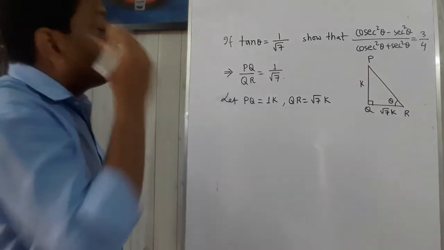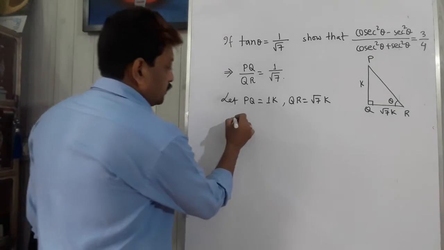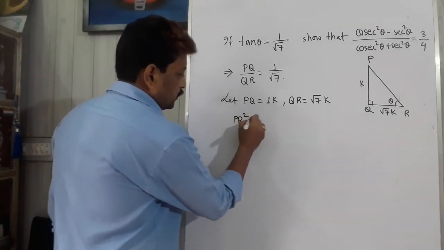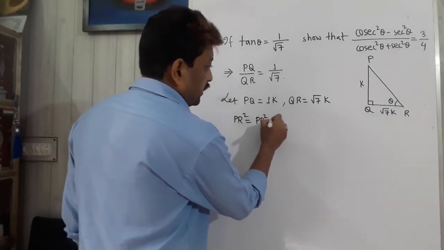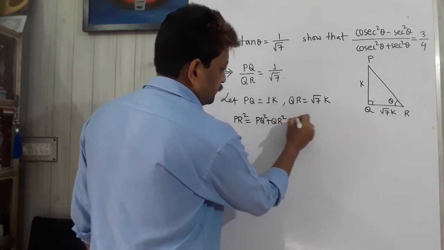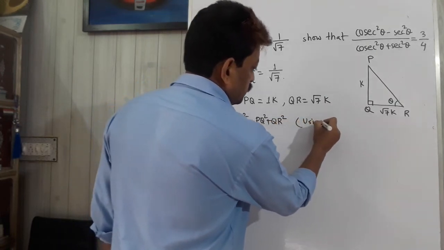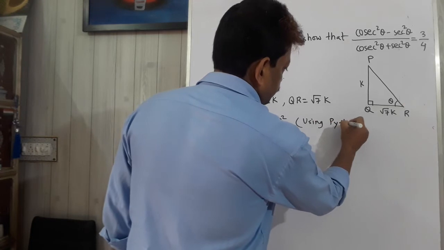So we have to apply the Pythagoras theorem again. PR square equals PQ square plus QR square, using Pythagoras theorem.